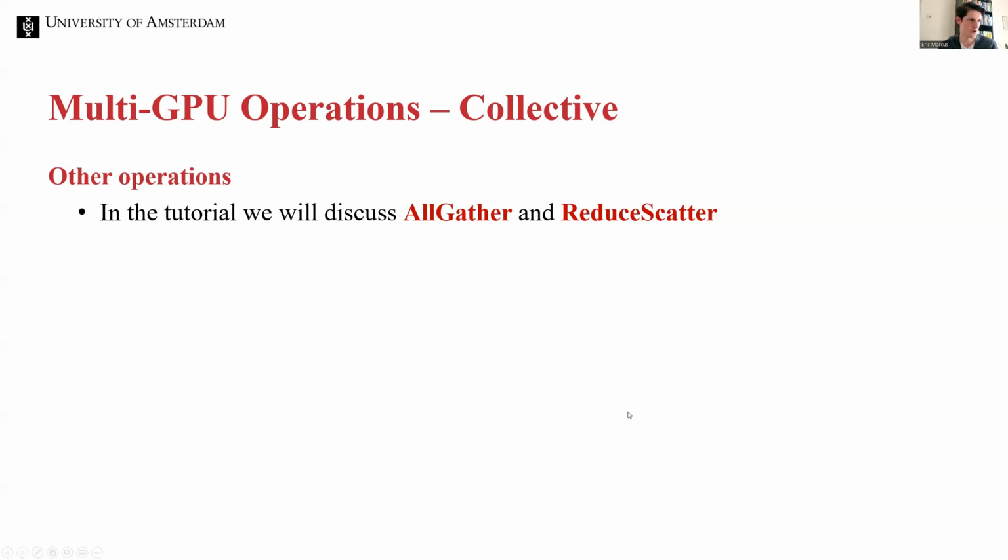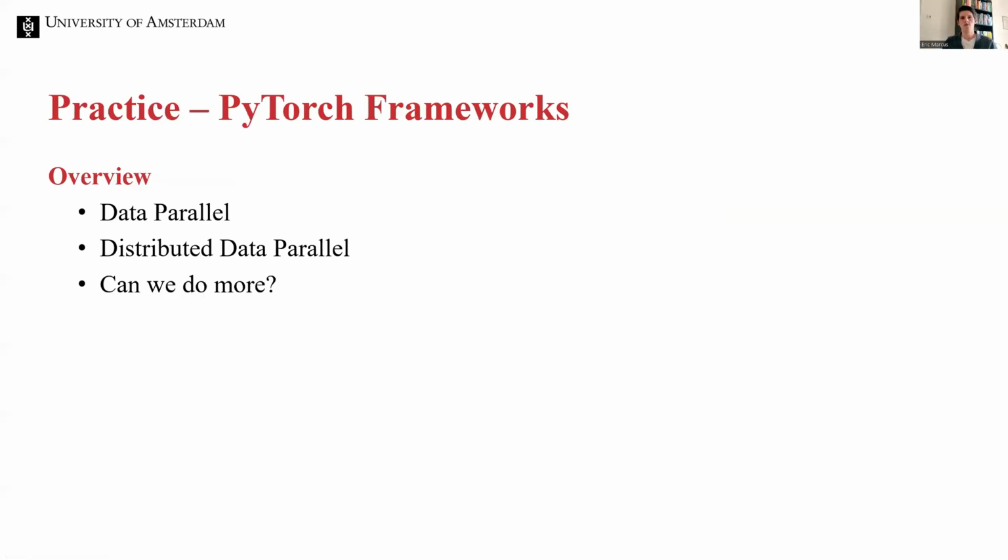Okay, so that was a bit of the theory part that I wanted to go through. The next thing I want to do is go to practice level 1, where we're going to look at how PyTorch implements these parallel data things for multiple GPUs. We're going to go through the most well-known ones, which are data parallel and distributed data parallel. And at the end, I will talk a bit about what else could possibly be done.